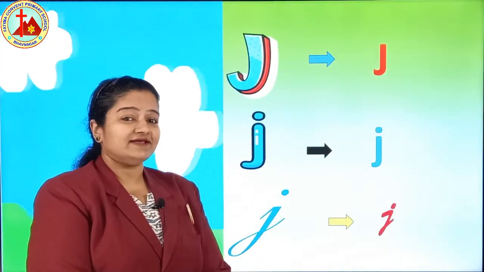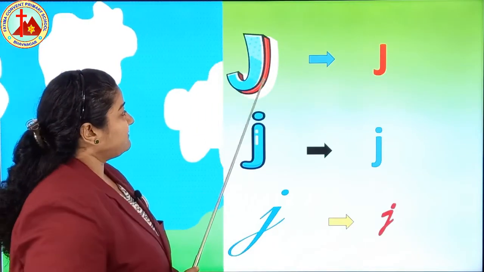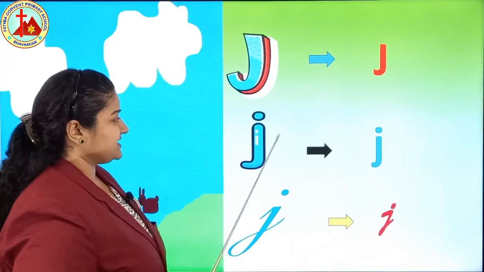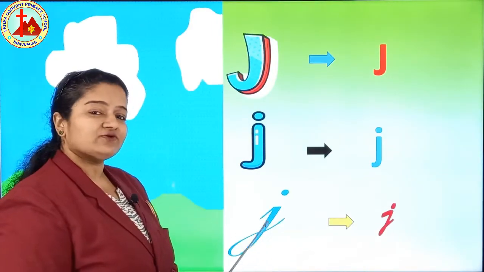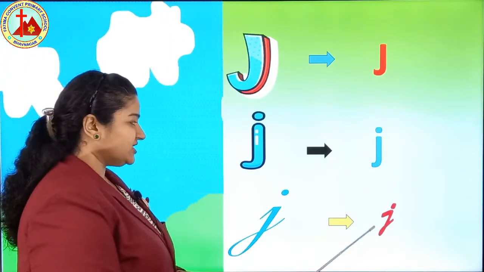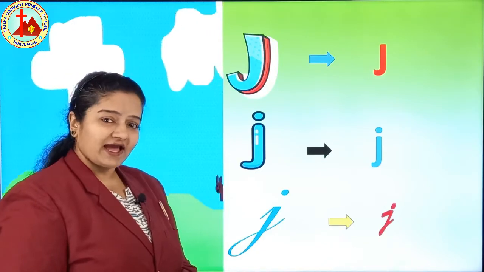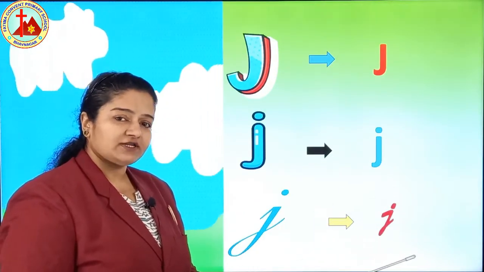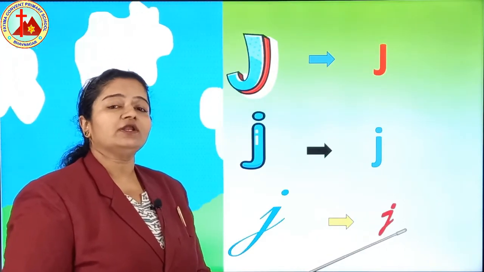Another letter is letter J. First we recognize capital J. J says J. Small j. J says J. And we are going to learn cursive J. J says J. J looks like I but not I. This is J. In I also you have to put a dot, and in J also you have to put a small dot on top.